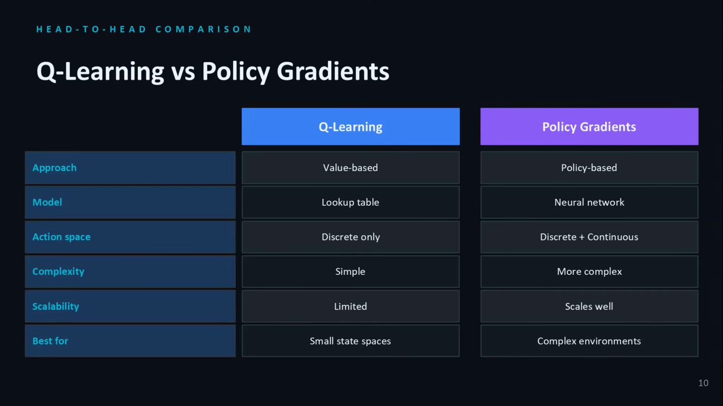Let us compare both methods. Q-learning is value-based, uses a table, works for discrete actions, simple but limited. Whereas policy gradients is policy-based, uses neural networks, works for continuous actions, more powerful and scalable.